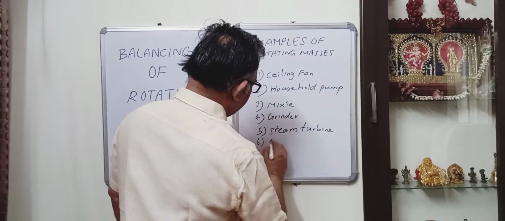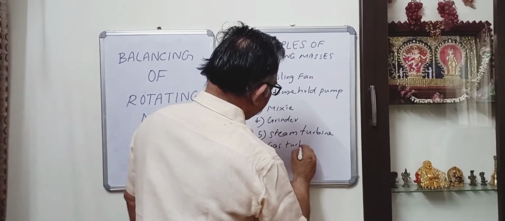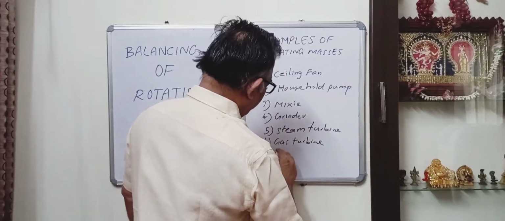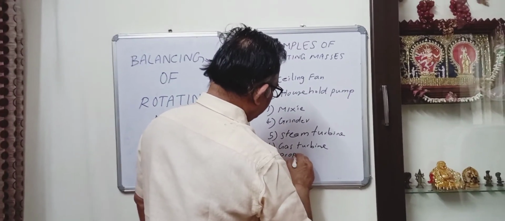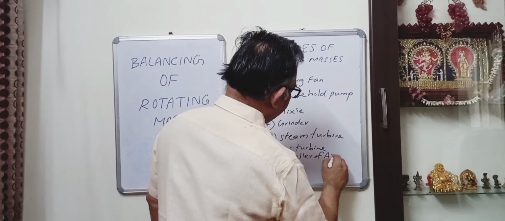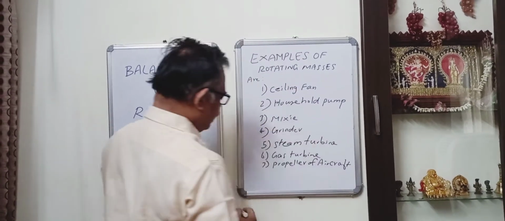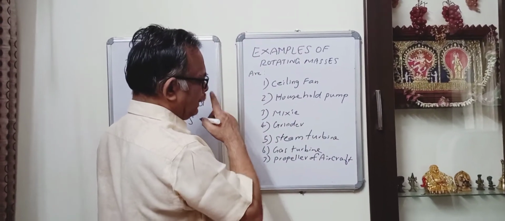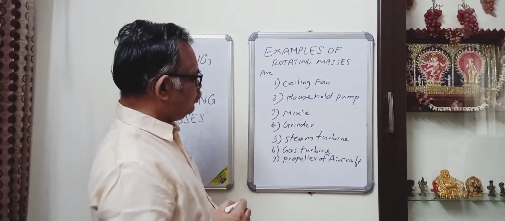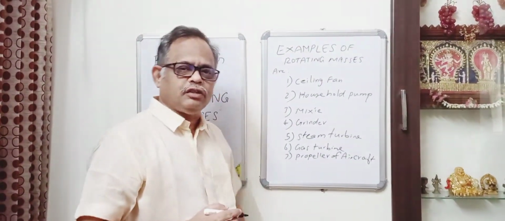Number 6, gas turbine. Number 7, propeller of aeroplane, propeller of aircraft, etc. And so like this, so many examples of rotating masses are there.